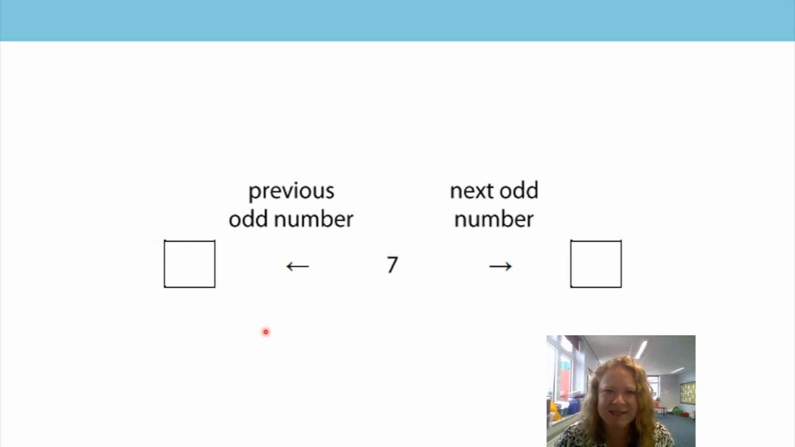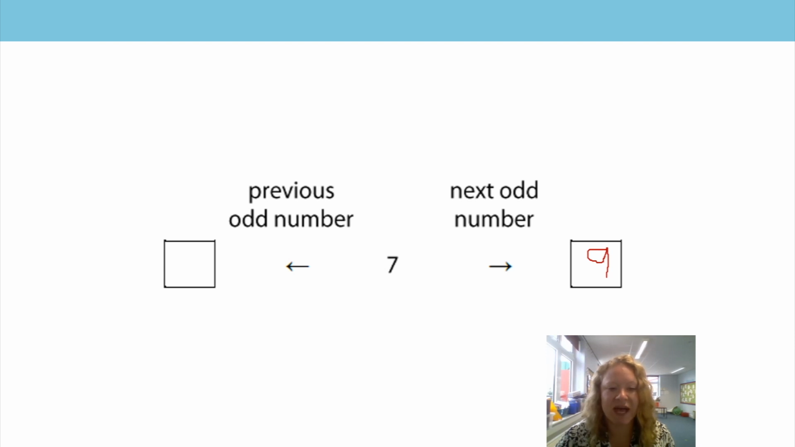So how are we going to work this out? What do you think? Here we've got 7. So the next number would be 8. Is that odd? It isn't, is it? So our next number will be 9. You're absolutely right. Well done. So in here, I'm going to write the number 9. Well done. Okay, what about then this other number?